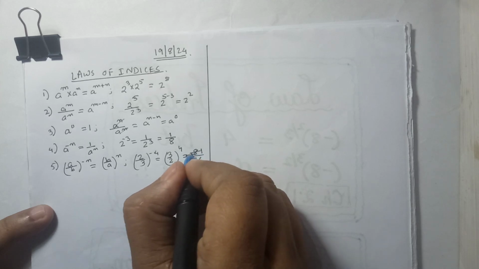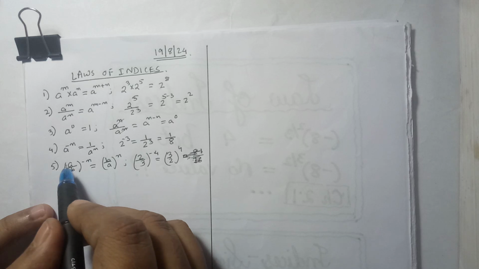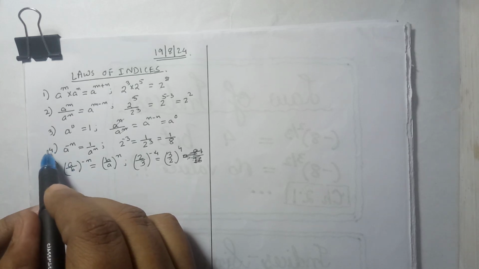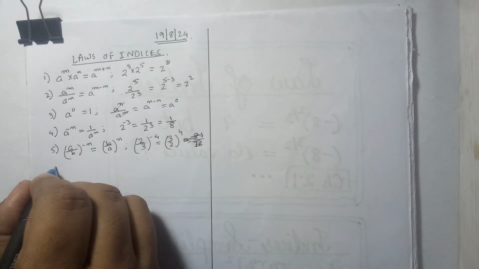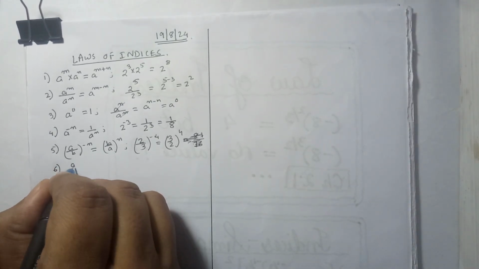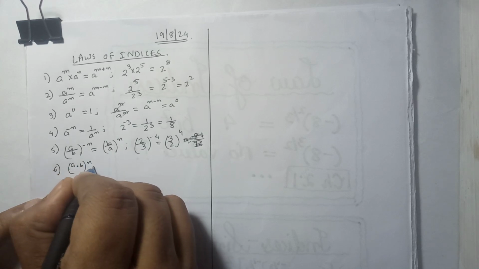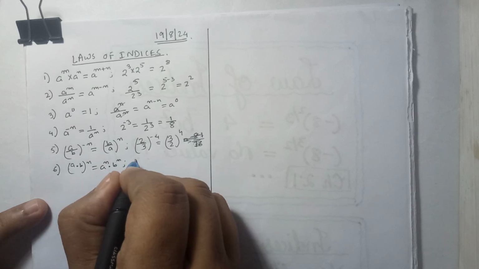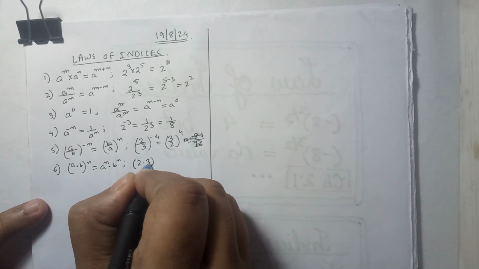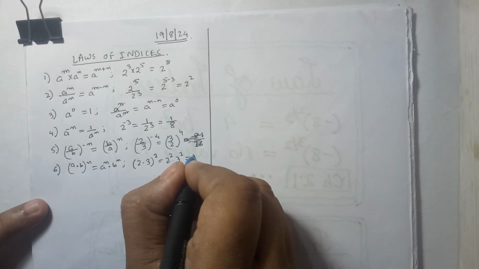Okay, we'll come to this later in the next law. Fine. So law number 5 is an extension of law number 4. 6. A into b to the power of n is a to the power of n into b to the power n. So 2 into 3 to the power of 2 can be written as 2 square into 3 square, which is 36.